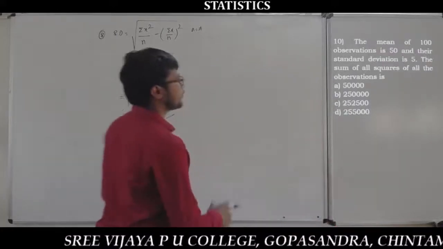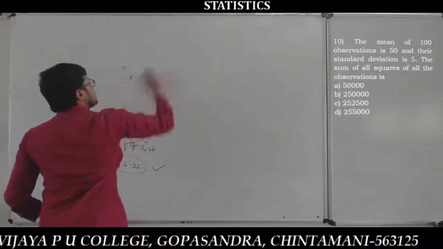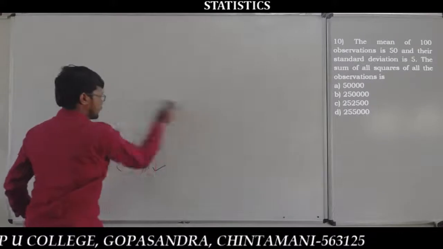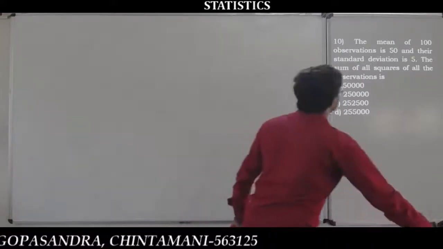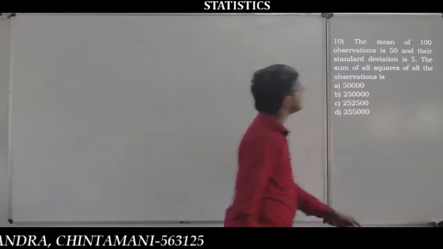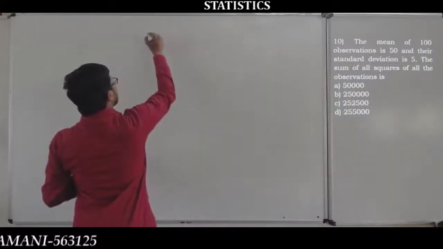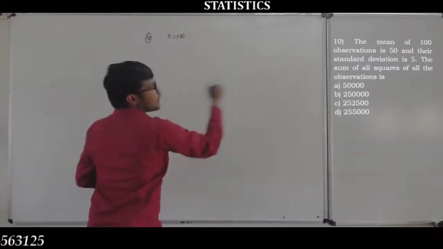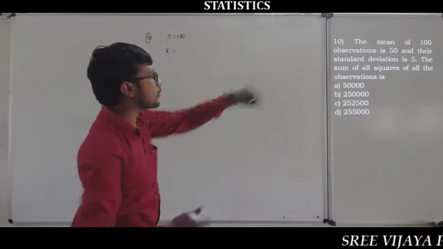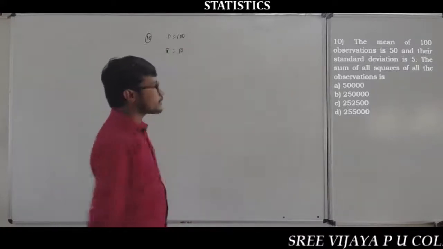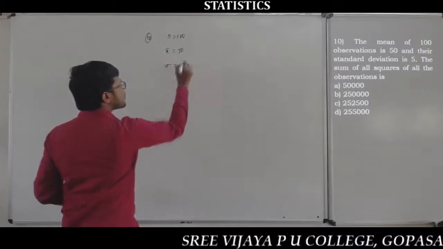Next question. The mean of 100 observations. So the number of observations is 100, and the mean, that is x bar, is how much? The mean of 100 observations is 50. That is x bar is equal to 50, and the standard deviation is 5. Standard deviation sigma is equal to 5.